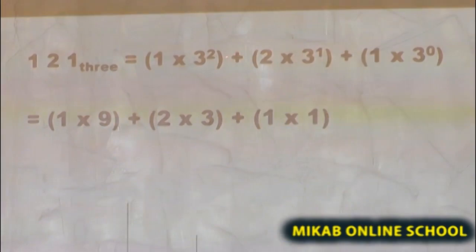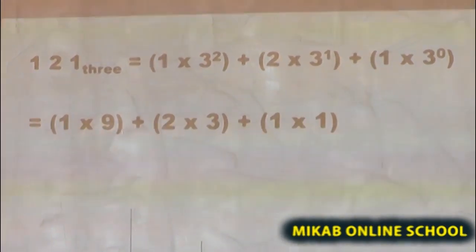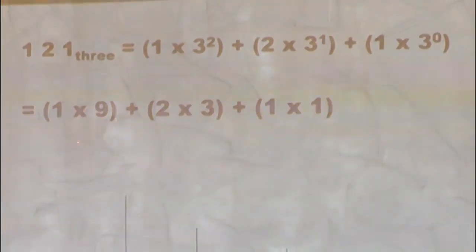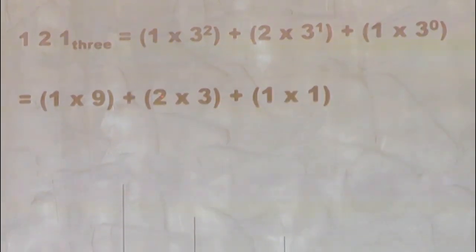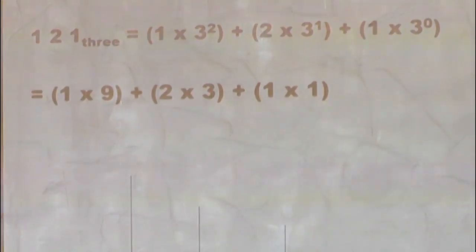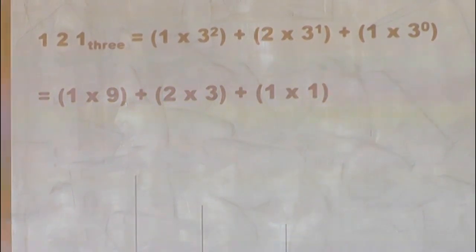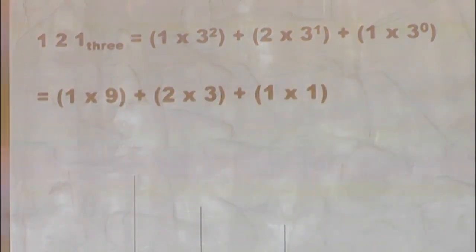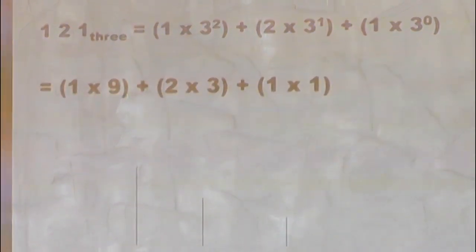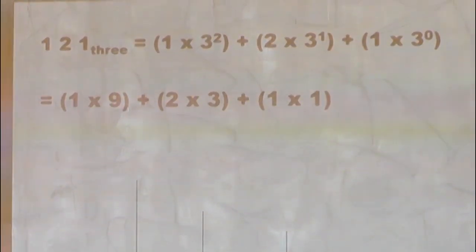1 times 3 raised to the power of 2. Remember, it doesn't mean 3 times 2. It means 3 times 3, 3 in 2 places. So 3 times 3 would be equal to 9, plus the next set now. 2 times 3 raised to the power of 1. 3 raised to the power of 1 is 3. Then plus 1 times 1. Remember, our 3 raised to the power of 0 is 1. So I have 1 times 1 there.